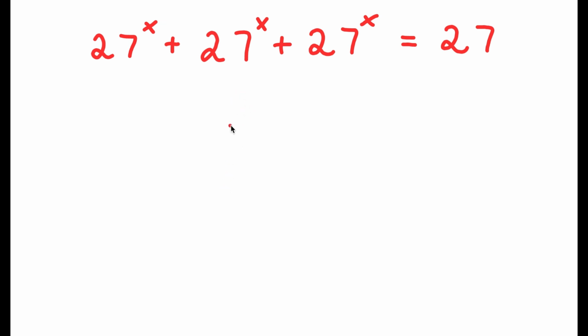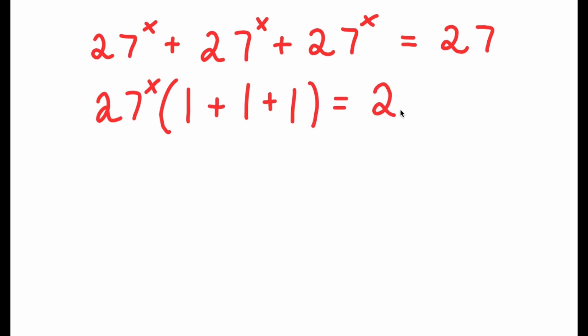Alright, so in this problem, I have 27 to the power of x plus 27 to the power of x plus 27 to the power of x is equal to 27. So to solve this, I'm going to first start by factoring out 27 to the power of x. So now I have 27 to the power of x times (1 plus 1 plus 1) is equal to 27.